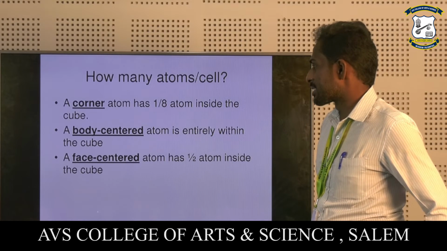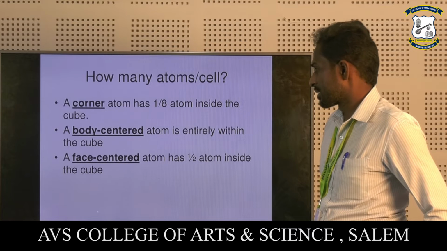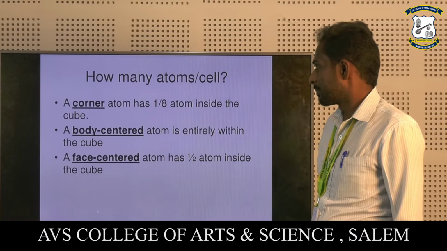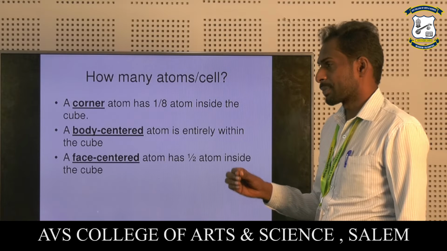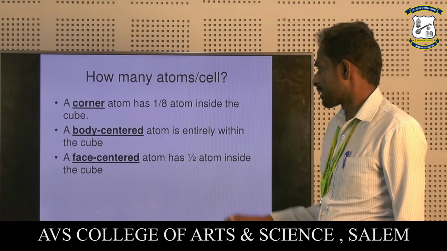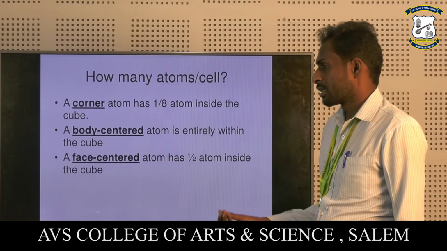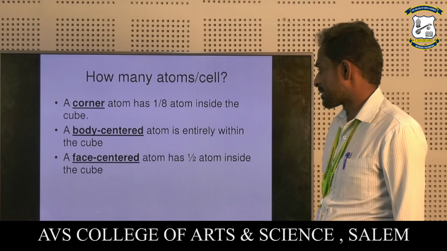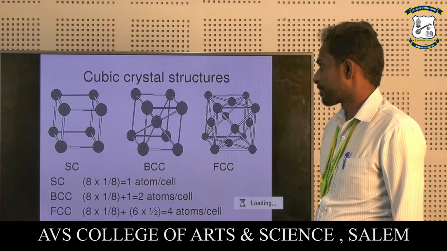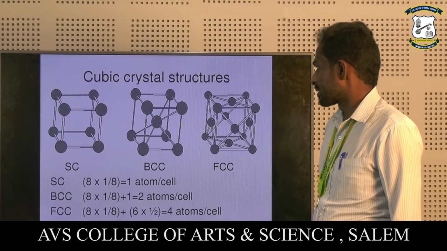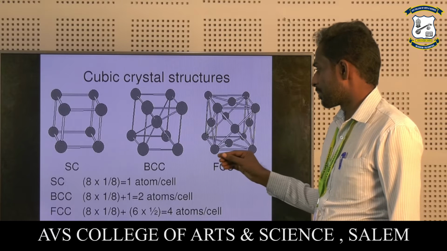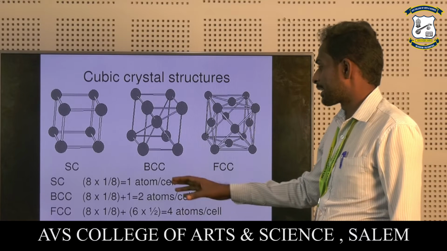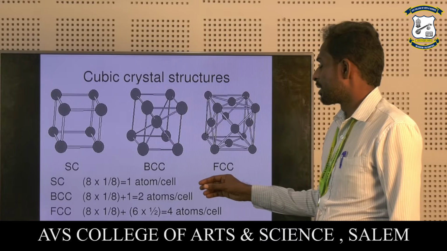How many atoms per cell are present in a crystal structure? The corner atoms contribute 1/8 of an atom inside the cube, since there are 8 corners and each atom is shared among corners. A body centered atom is entirely within the cubic structure, one atom at the center. A face centered atom contributes 1/2 of an atom inside the cubic structure. These are the cubic crystal structures: simple cubic, body centered cubic, and face centered cubic. This is the number of atoms per cell in the three types of cubic crystal structures.